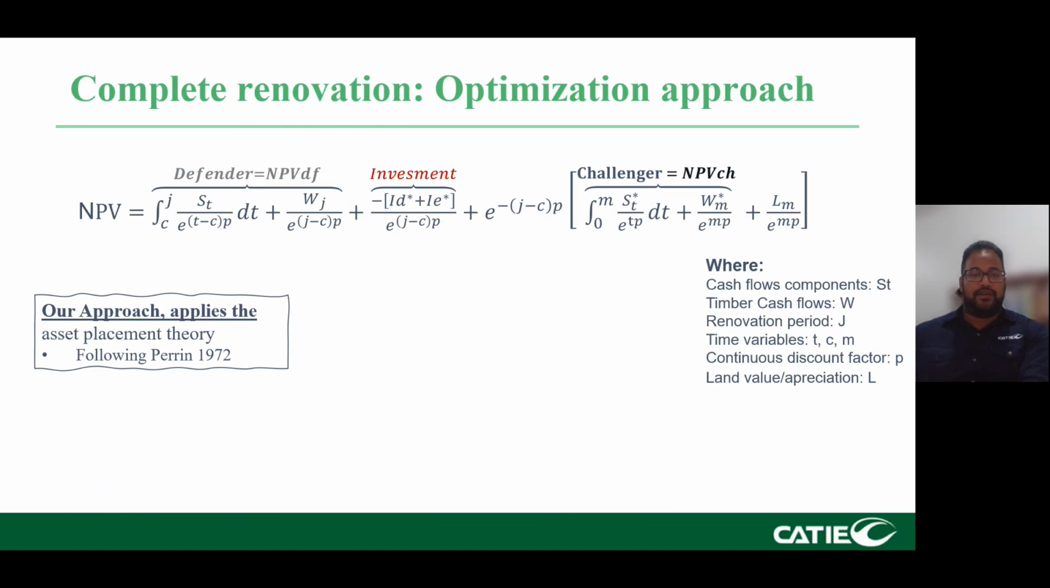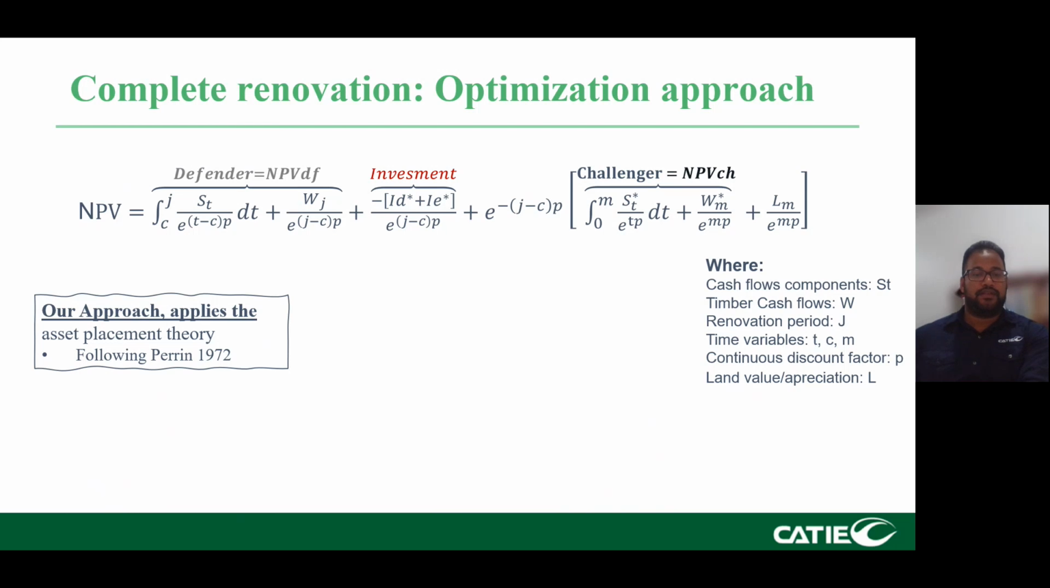Our approach to determine the optimal renovation time is based on the asset replacement theory, following the methodology of Dr. Perry in 1972. The objective function is basically the net present value in continuous form, as you can see there, where the Defender generates the cash flow up to a period J, where renovation takes place and the farmer is required to make an investment. After that period, the Challenger starts generating cash flow, and all those cash flows are then discounted through time to calculate the net present value.